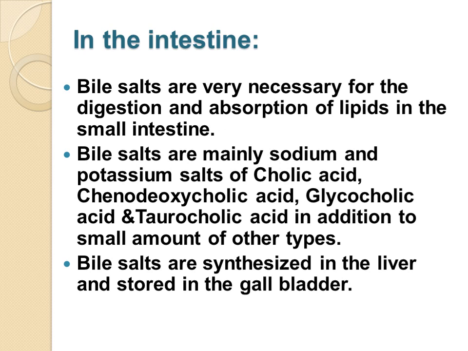Now, in the intestine, bile salts are very necessary for the digestion and absorption of lipids in the small intestine. Bile salts are mainly sodium and potassium salts of cholic acid, chenodeoxycholic acid, glycocholic acid, taurocholic acid, and in addition to small amounts of other types of acid. إذن هذه تركيبة البايل salts. البايل salts are synthesized in the liver and stored in the gallbladder. إذا الليفر هو اللي يصنع البايل salts وتخزن في الجول بلادر في كيس الصفراء.